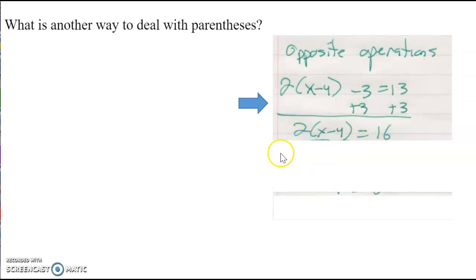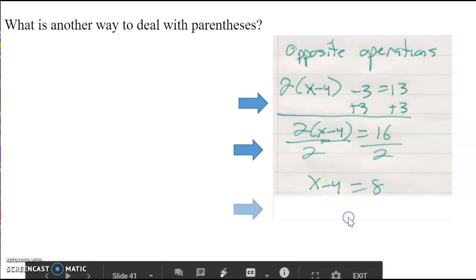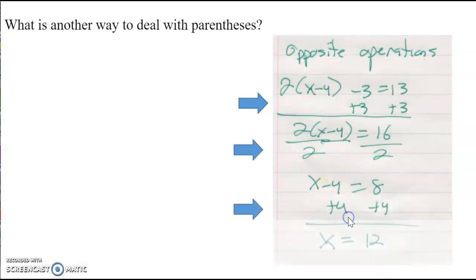Another thing you could have done is, because 2 is being multiplied to the whole thing here, you can undo the 2 by dividing by 2. And you get left with x minus 4 is equal to 8. And then from here, add 4 to both sides, and you are left with x is equal to 12.